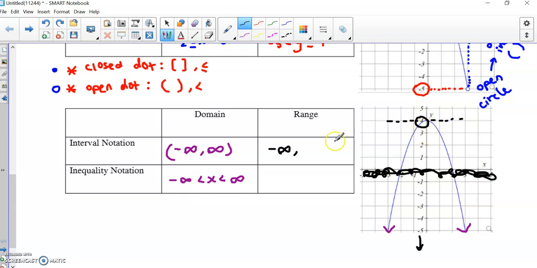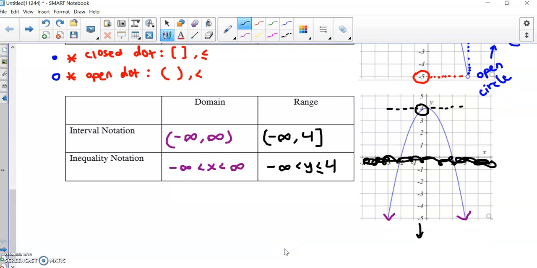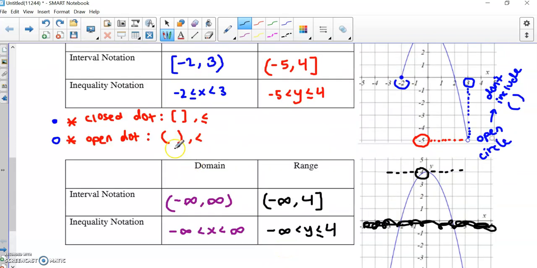That is the highest our graph ever goes. It doesn't pass that at all. So we're going to put a 4. And now the infinity gets a parenthesis. The 4 gets a bracket because it's a valid point on the graph. There's no open circle there. And then for inequality notation, same idea, just this time you use a y instead of an x because we're talking about range. And then don't forget that if we used a bracket, we need the equal to bar. All right, and that is all for today with domain and range.